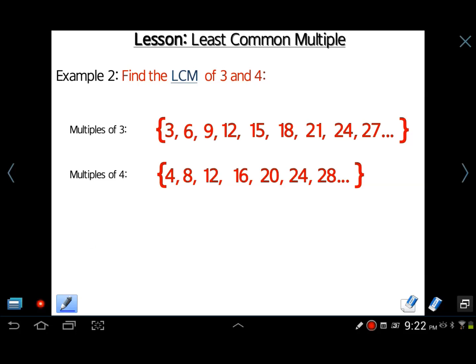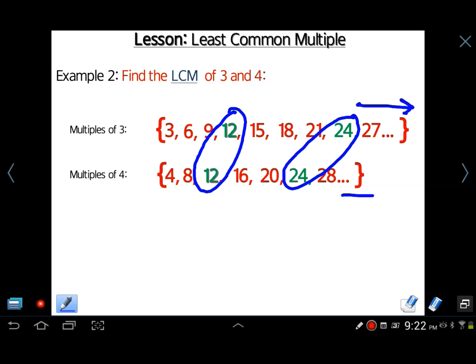So now let's start looking here and compare what they have in common. There they are. They have 12 and 12 right here. There's a 24 and 24 right here. And there's going to be more. If I were to make this list longer, same thing down here. If I were to make those sets longer, then there would be no end to the number of multiples they have in common. What we're looking for, though, is the LCM, and that's 12.